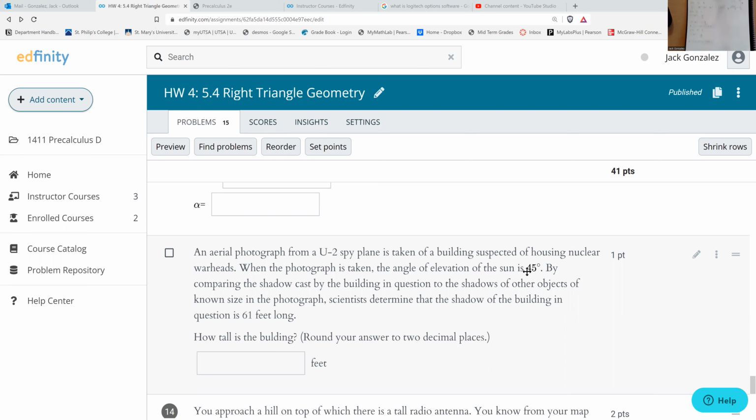Let me put on this next page. You guys are cool on the last page? Okay. So example 5. I'm just gonna call it U2 plane. That way we don't have to write that much. You can look it up later. So they said angle of elevation of the sun is 45 degrees.